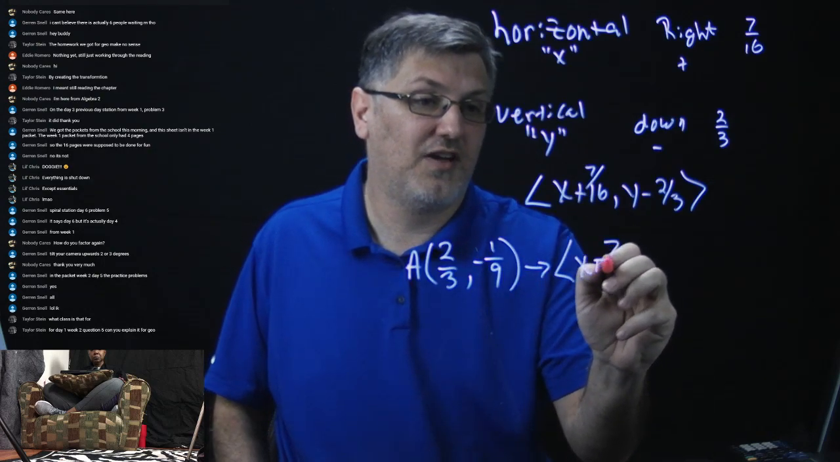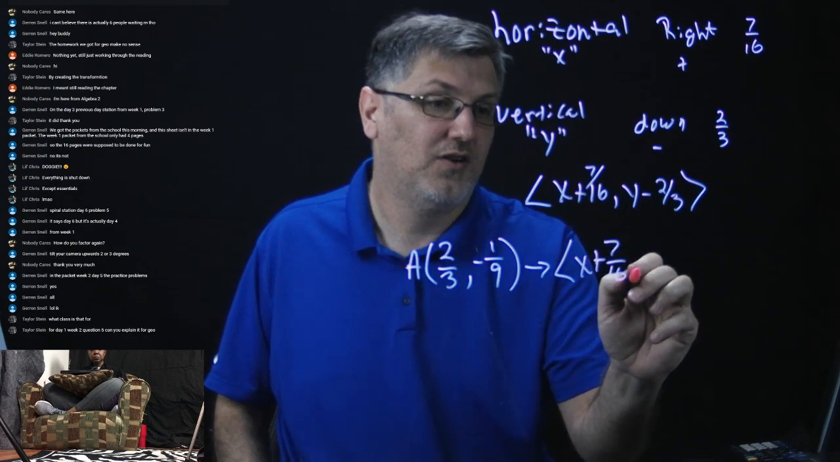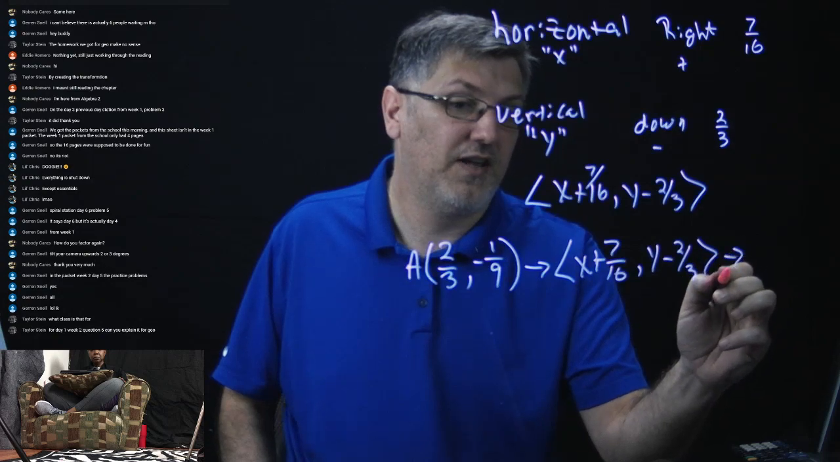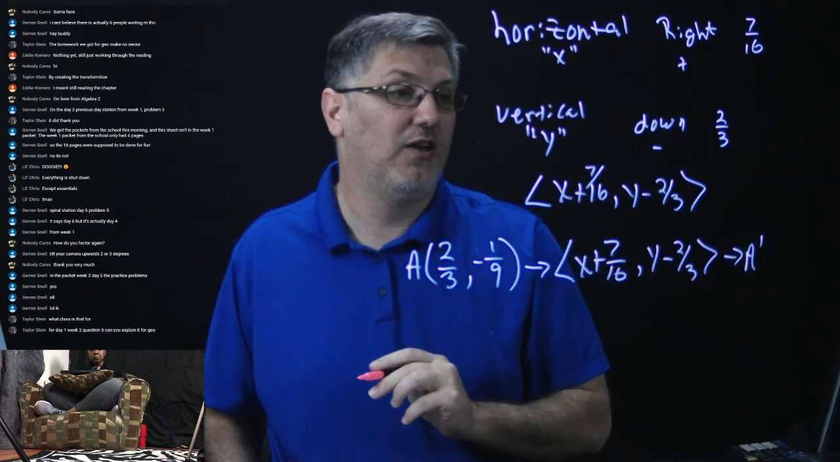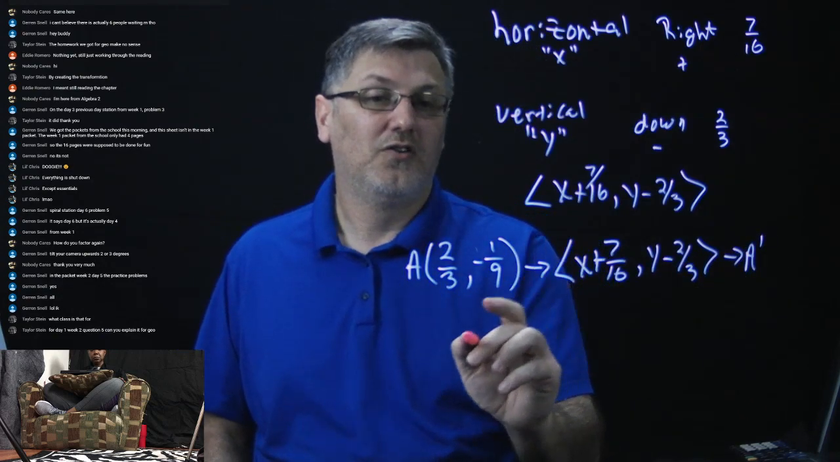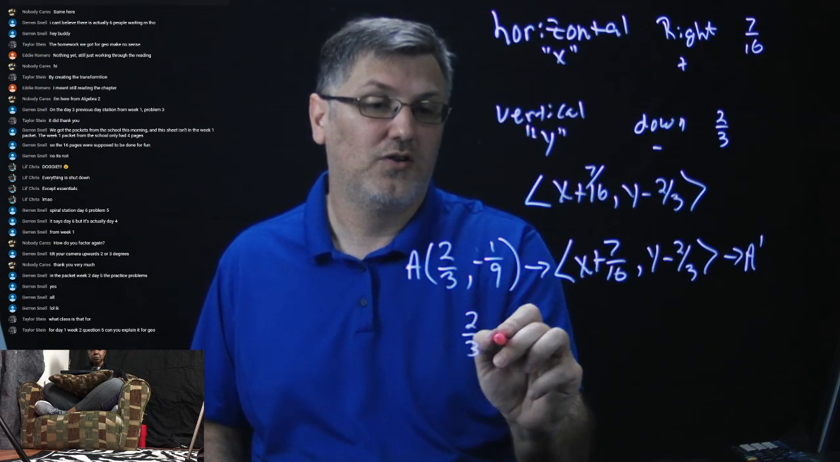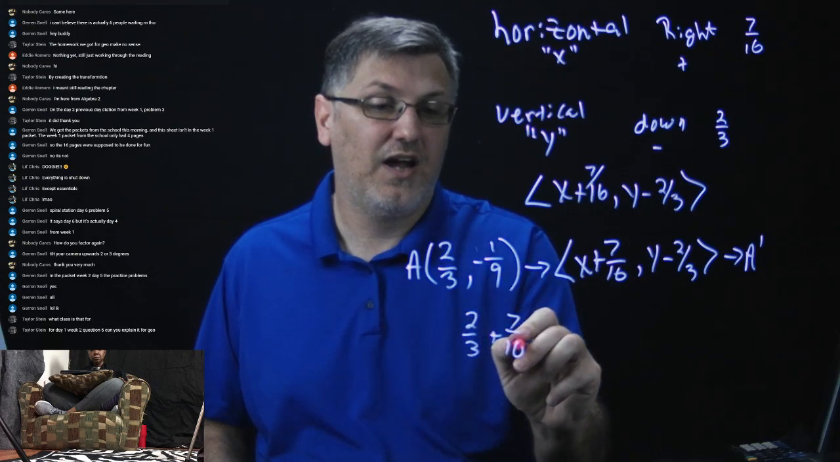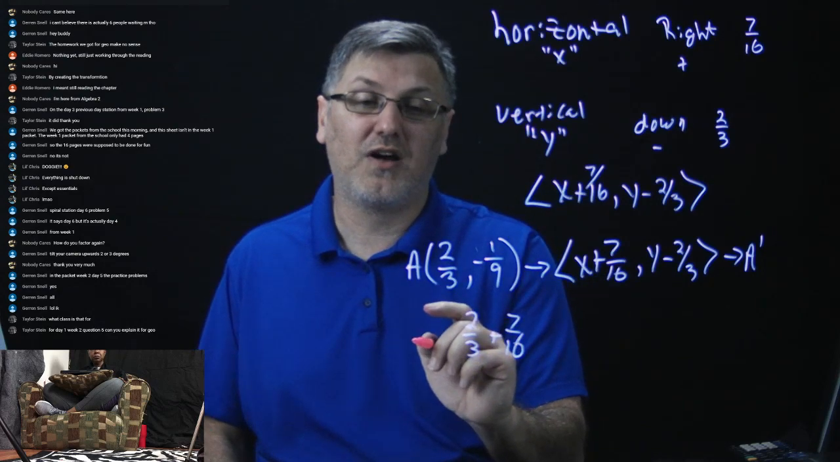X plus 7/16 and y minus 2/3. And that's going to give me my A prime. So now I need to do a little bit of scratch work. So I'm going to do 2/3 plus 7/16, because here's my x, I plug it in here, and I have to add. So now I have to get a greatest common factor.